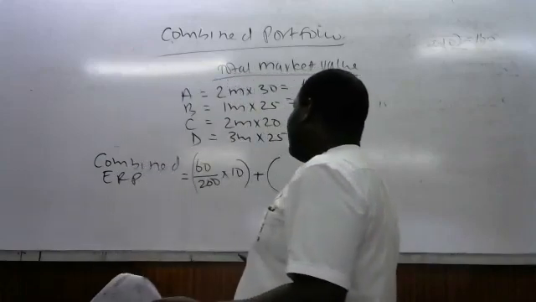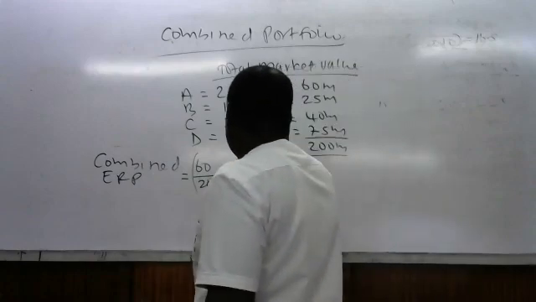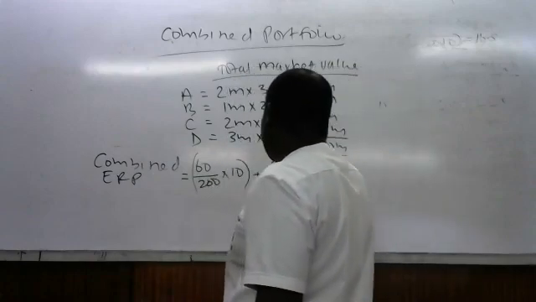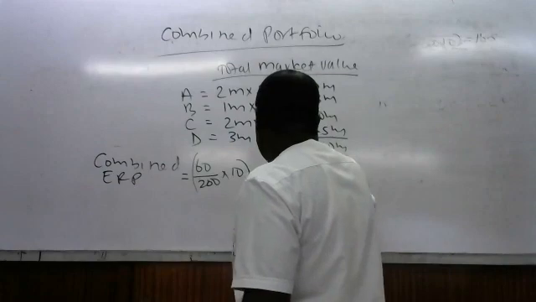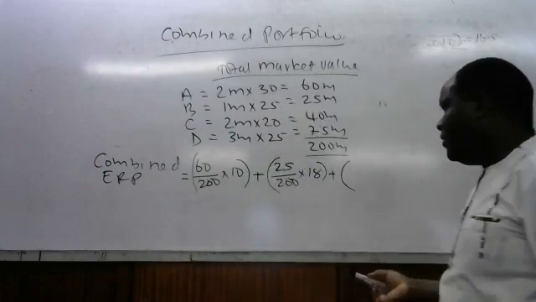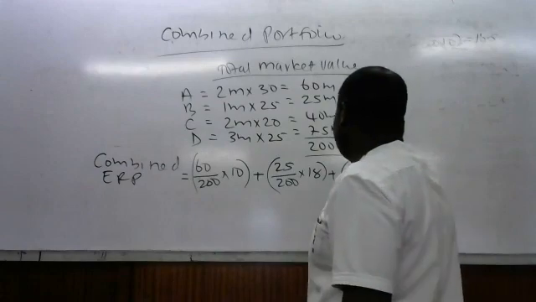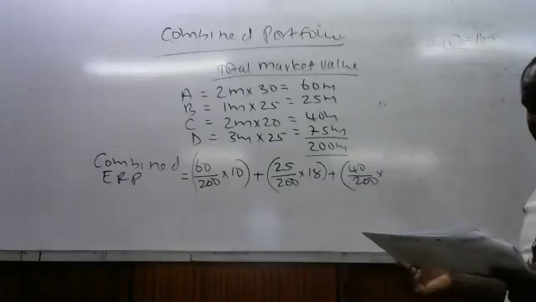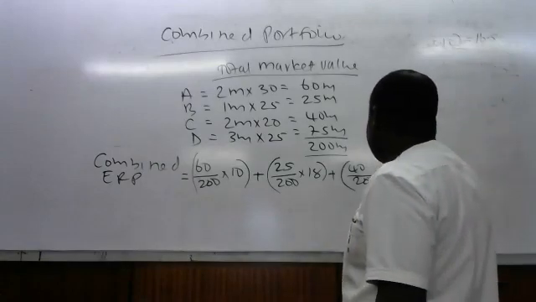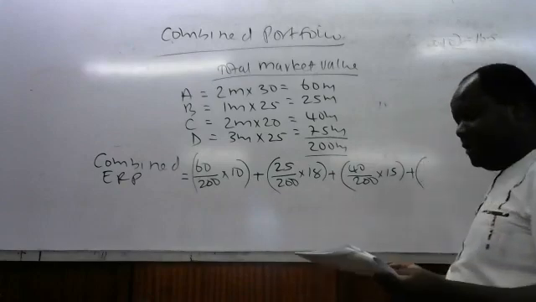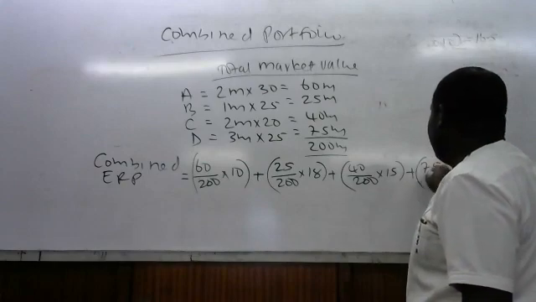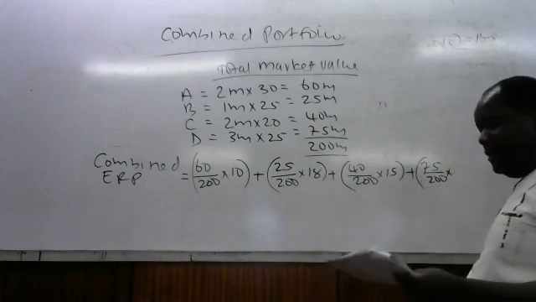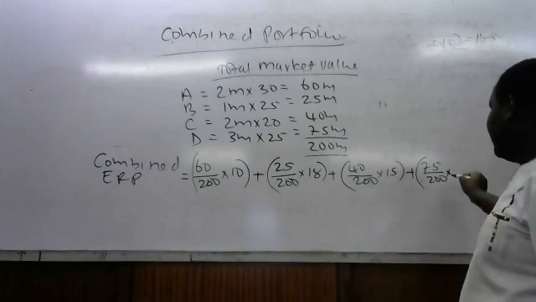Then we go to B. The proportion will be 25 divided by 200. That one, it gave you 18. You are given 18. Then also go to the next one, which is meant to be 14, also divided by 200. Then you multiply by 15. Then go to the next one, which is 75, also divided by 200. So this one is multiplied by 15.